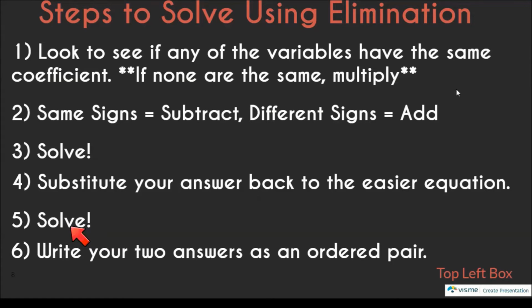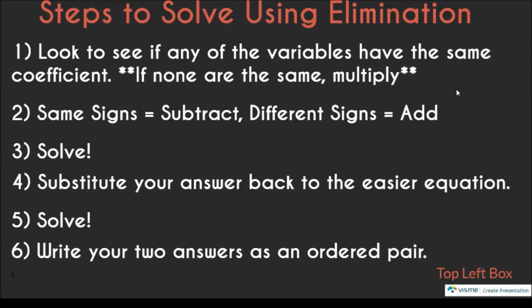Ready? 1, 2, 3. And then lastly, number 6 says write your 2 answers as an ordered pair. All right, so we have about 6 steps. And really, 3, 4, 5, 6 are the same as what we have for substitution, but you'll really appreciate the top 2 steps are going to be a little bit more concise and simple compared to what we had with substitution.